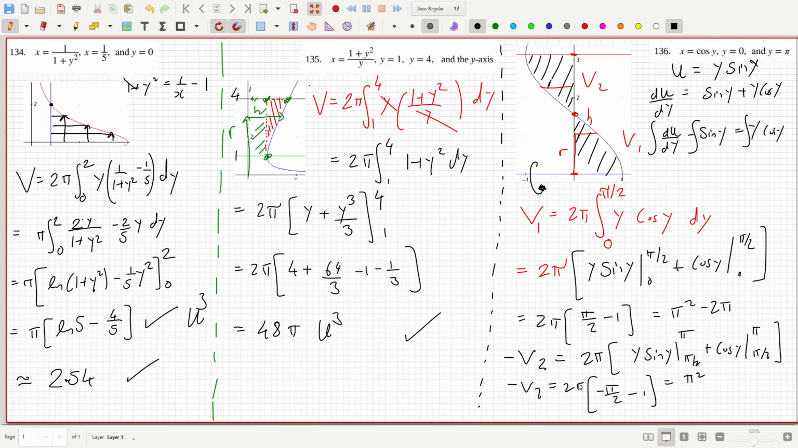Pi squared, 2 pi, the 2s cancel. And then, so V2 would be this with a minus. So that's pi squared plus 2 pi. Okay, so actually, no, I was worried. I didn't think it would be the same volume because this is going around the bigger track, so to speak. So, yeah, there is a difference here of 4 pi in the volume. So the total volume, then, if you add them together, would be 2 pi squared units cubed.